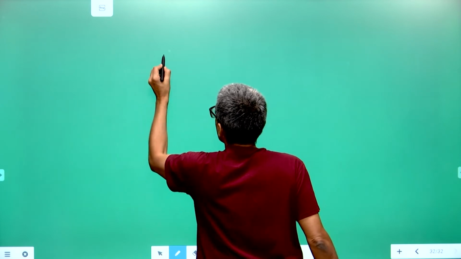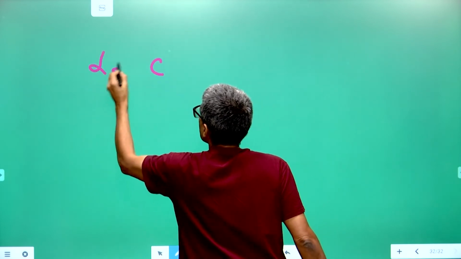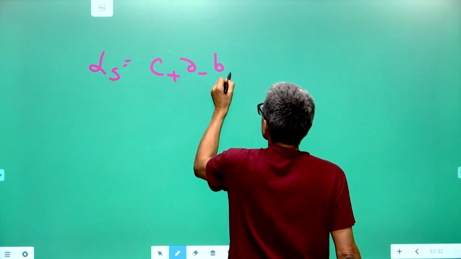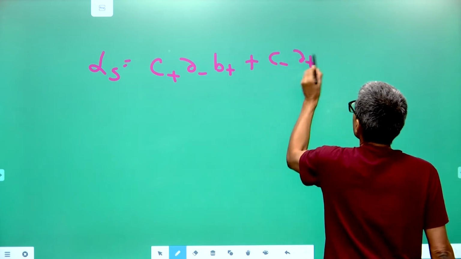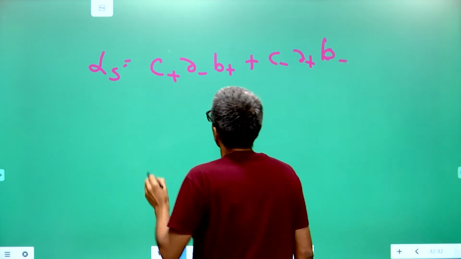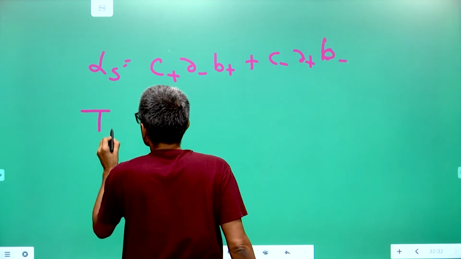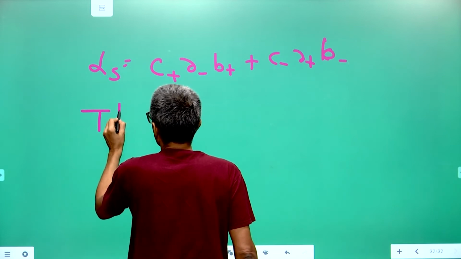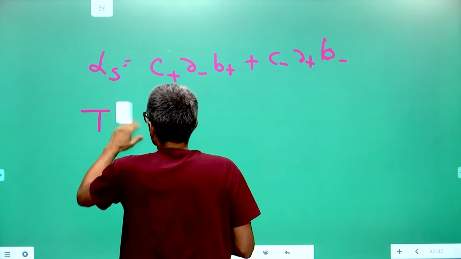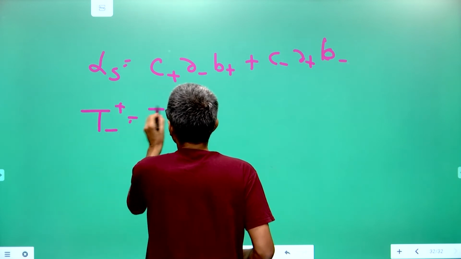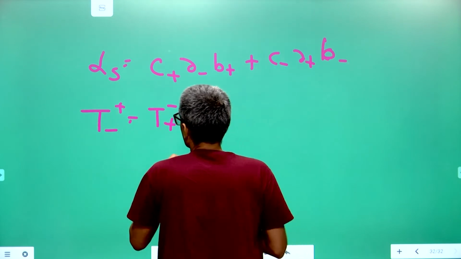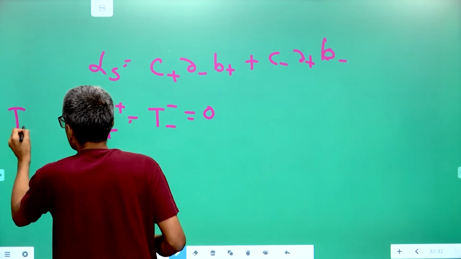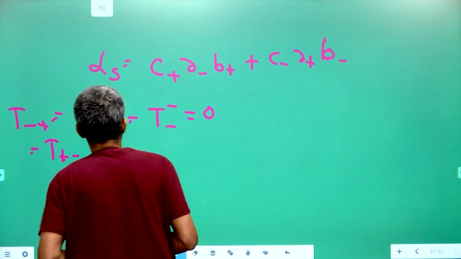In the case of the ghost, if you look at the ghost Lagrangian Lg, this is nothing but C plus dou minus B plus C minus dou plus B minus, and if you compute the energy momentum tensor of this, we have seen already that T plus minus is equal to T minus plus equal to 0. No, sorry, T plus minus and T minus plus are 0. How did we see it?